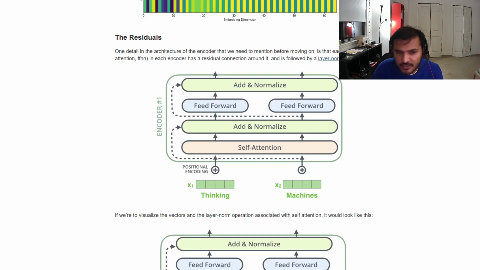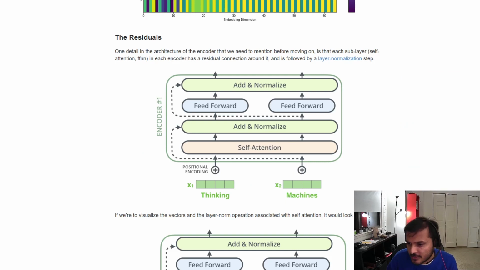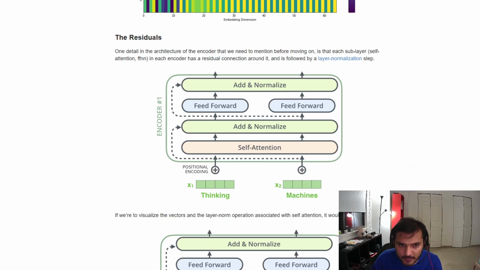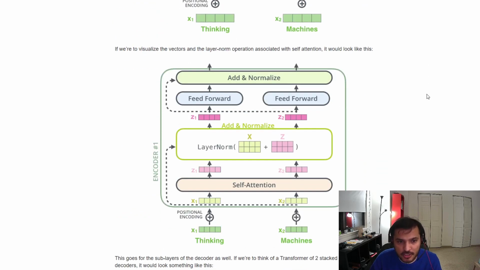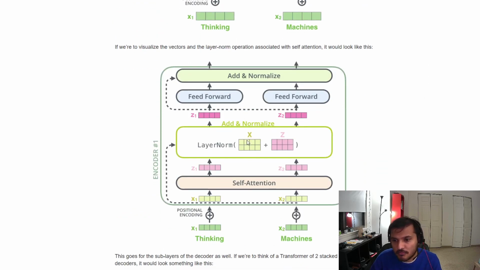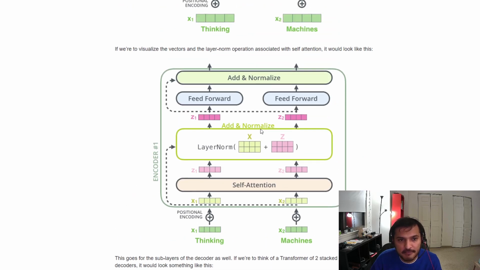I don't know the motivation of using layer norm off the top of my head, but I'm sure there must be some good justification for it. So yeah, let's now look at it again.